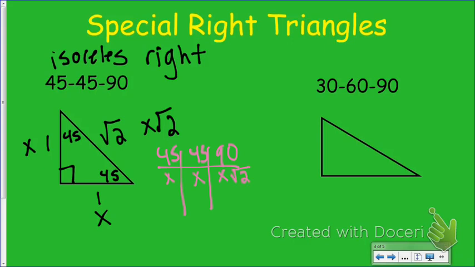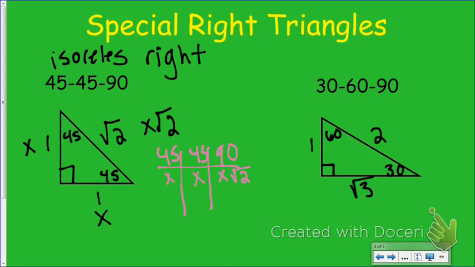Then the other one that we had was a 30-60-90 triangle. In my 30-60-90 triangles, the 30 is the smaller angle, which means across from the 30 is the smallest side. Because if you guys remember, the smallest side is always across from the smallest angle. So across from 30 is 1. Across from 60, I have to have the square root of 3, and then across from 90 had to be 2.